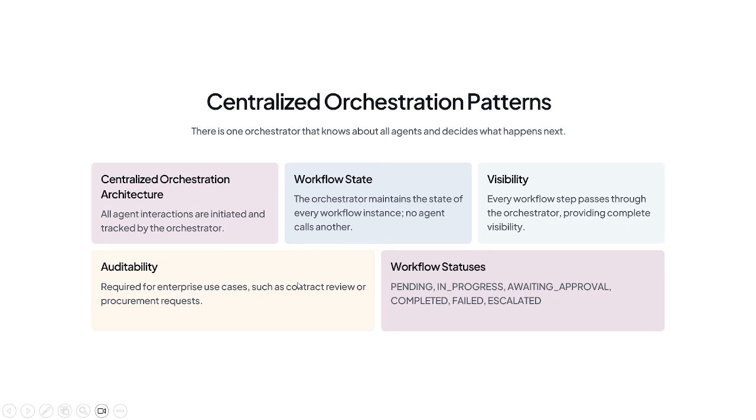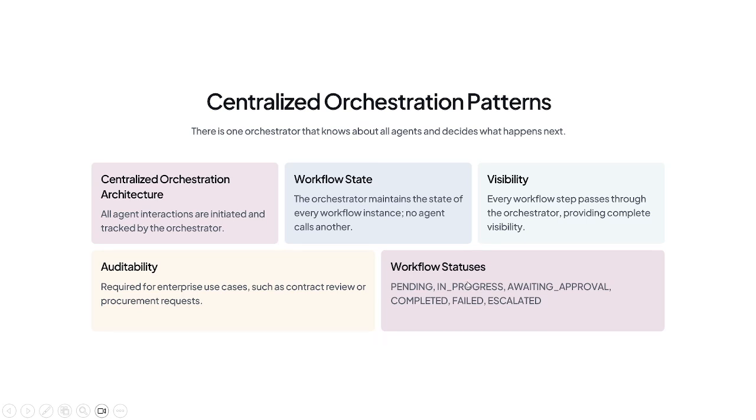Auditability: this is required for enterprise use cases, particularly because you must build a system that is auditable and governed, and compliant with the policy of the enterprise. We have examples here such as contract review or procurement request. Everything must be auditable. Then we have workflow status.